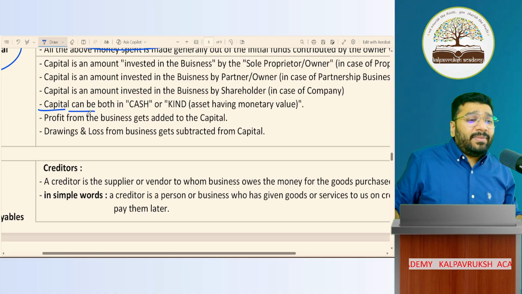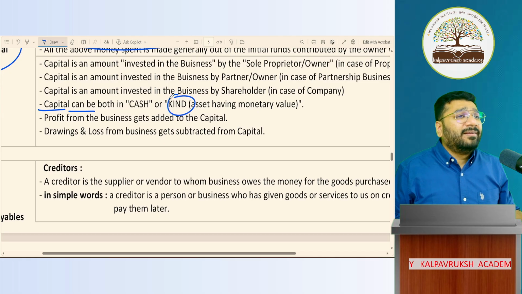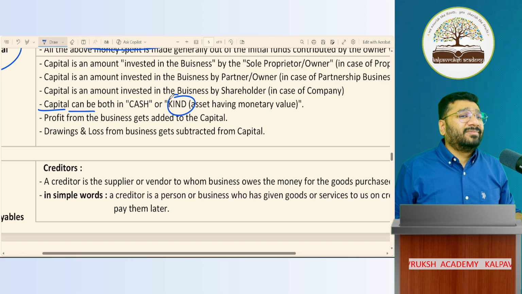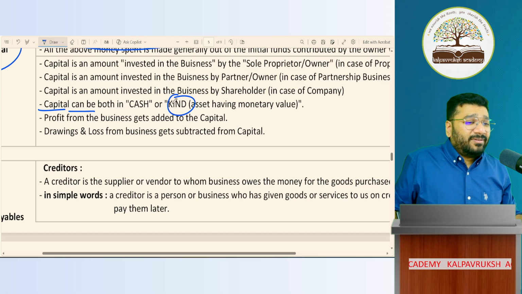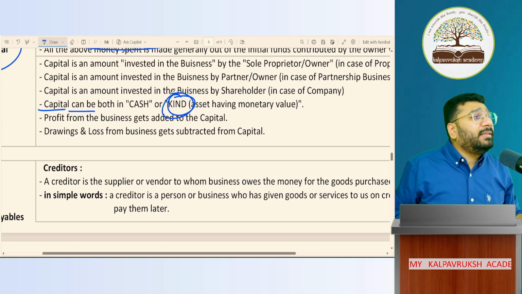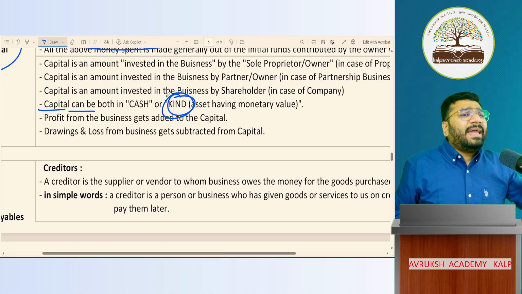False. It can be contributed both in the form of cash and kind. Those who said true, no. Capital can be contributed either in the form of cash or in the form of kind also. Kind means what? Any physical thing.